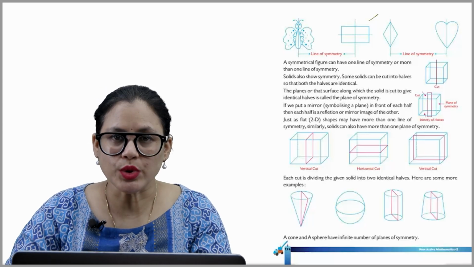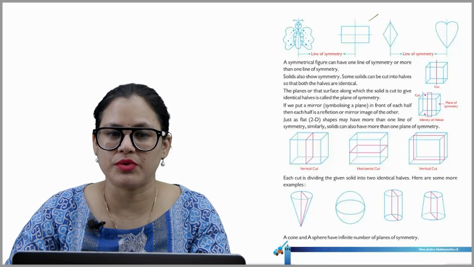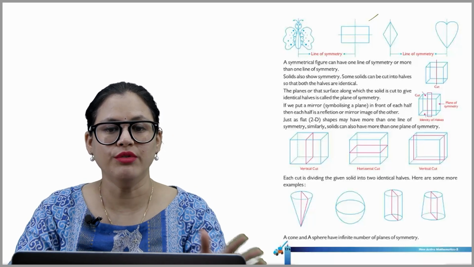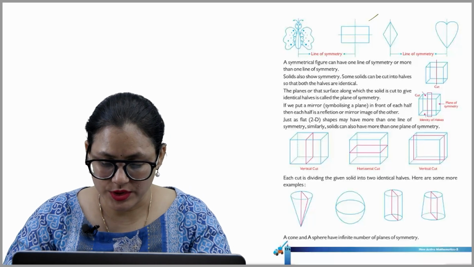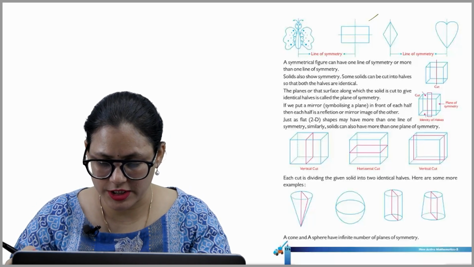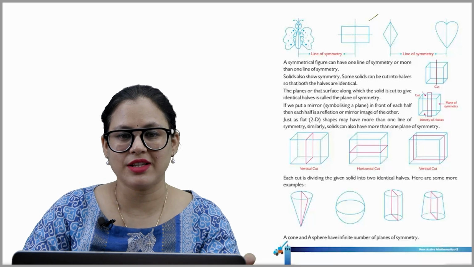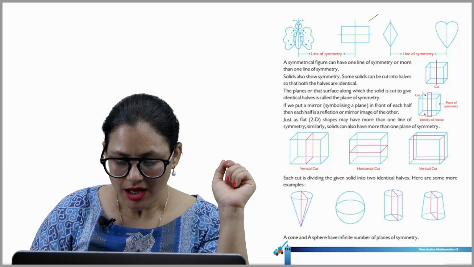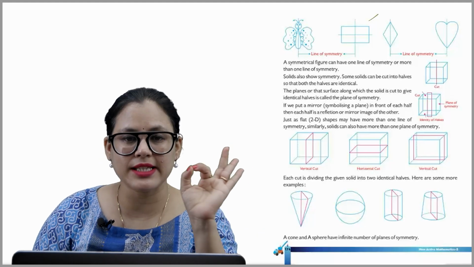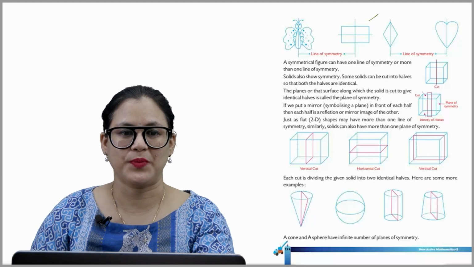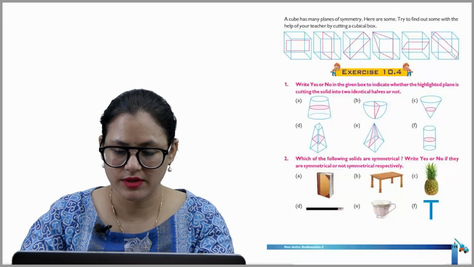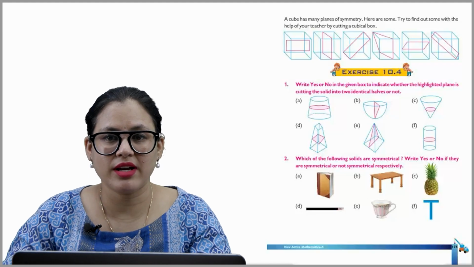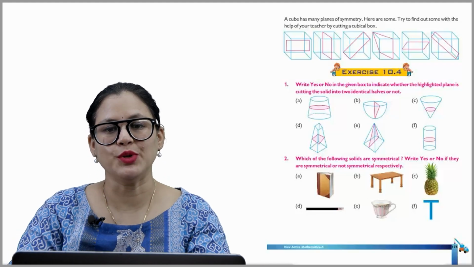Just as flat 2D shapes may have more than one line of symmetry, similarly, solids can also have more than one plane of symmetry. See, this is a vertical cut, horizontal cut, vertical cut. Okay, each cut is dividing the given solid into two identical halves. Here are some more examples. See, a cone and a sphere have an infinite number of planes of symmetry. A cube has many planes of symmetry. Here are some. Try to find out some with the help of your teacher by cutting a cubical box.